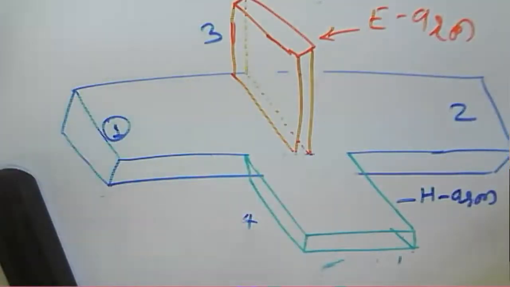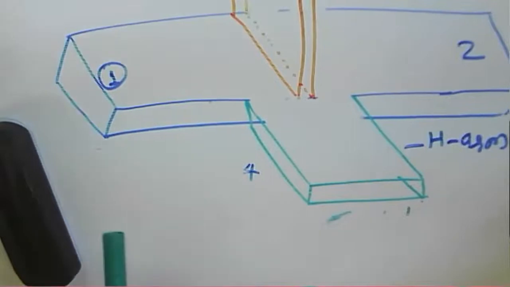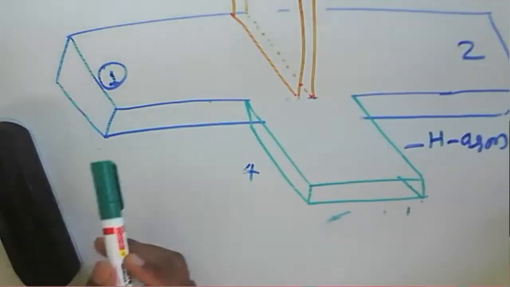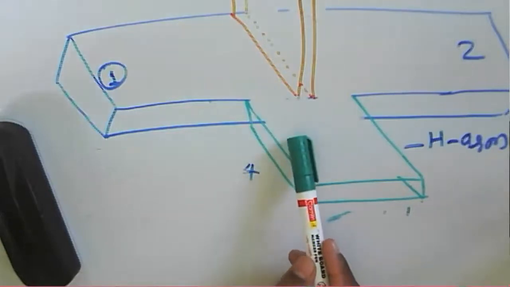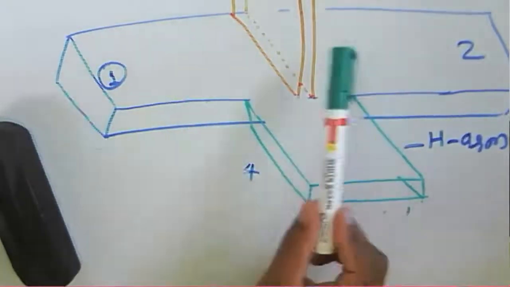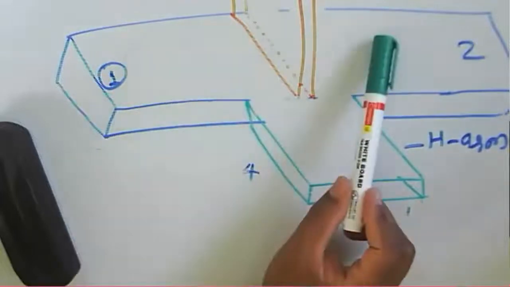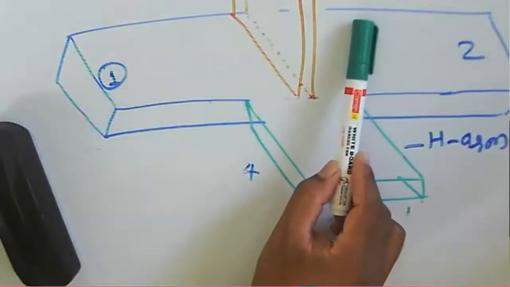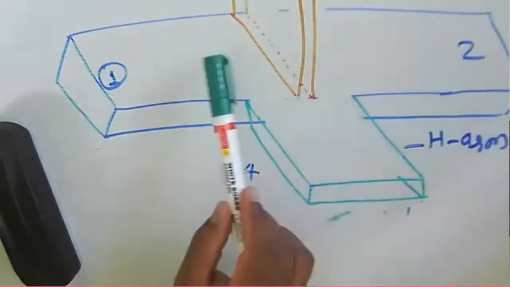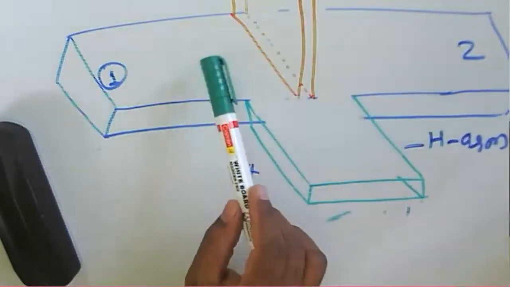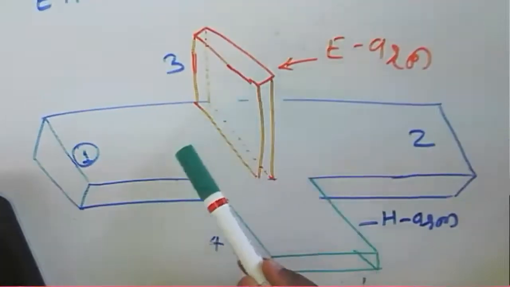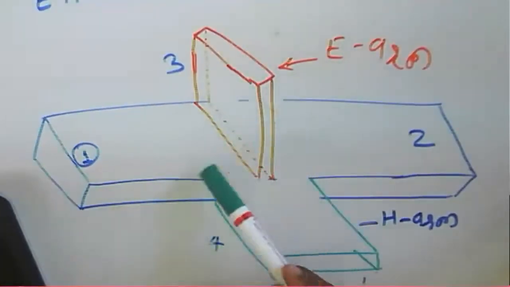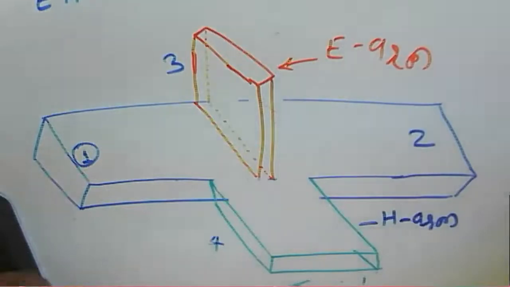Then if the input is given to this H arm here, the output is equally available to this coplanar arm, that is port 1 and port 2 here. But that output will be of the same phase there. So for port 3 input, output will be equally divided to port 1 and port 2, with the same phase.